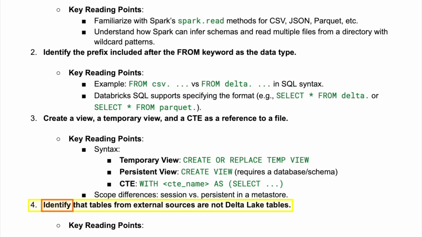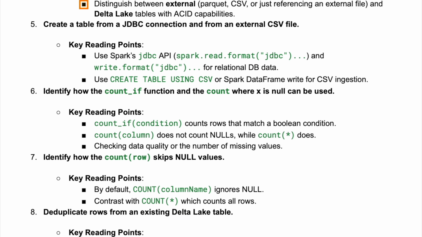4. Identify that tables from external sources are not Delta Lake tables. Key reading points: distinguish between external Parquet, CSV, or just referencing an external file, and Delta Lake tables with ACID capabilities.